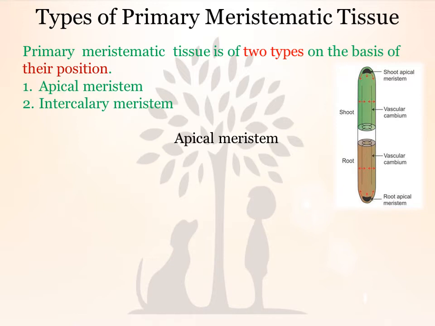Shoot is the part which is above the soil. It includes the stem, leaves, flower, etc. All these things come under the shoot, and the part which is present inside the soil is known as root. The tip part you are seeing in the diagram is the shoot apical meristem, which is present at the tip of the shoot, and the lower one is the root apical meristem, which is present at the tip of the root. There is another, the vascular cambium. Actually, vascular cambium is part of the lateral meristem, which we will discuss further in this lecture.